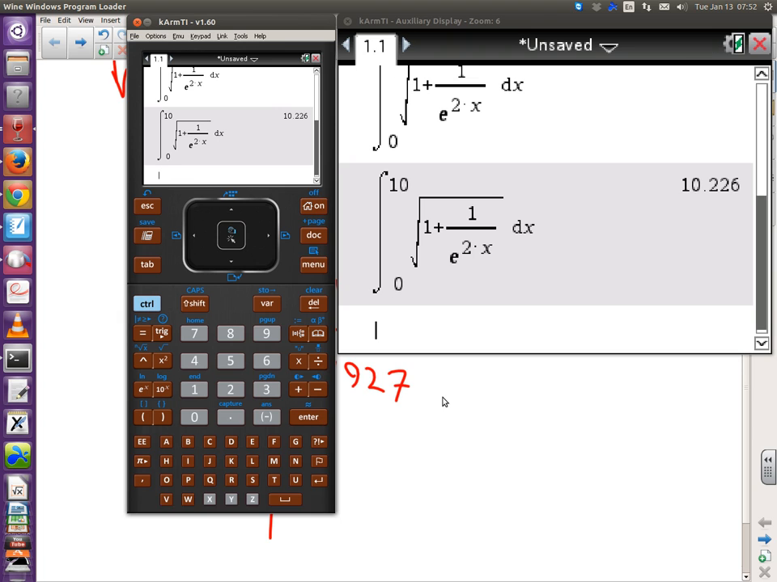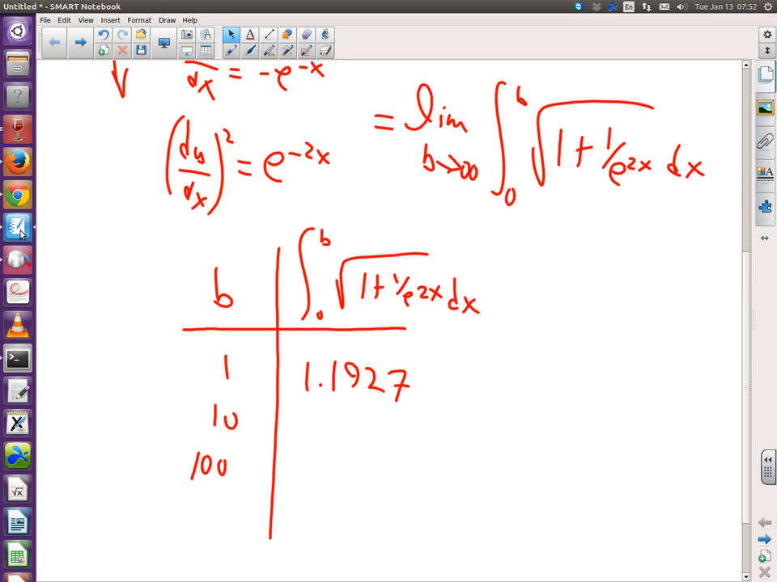And 10.226. All right, so write that down. 10.226. Oh, I think it was, actually. Remember, it's in fix 4. Even if it didn't write the 0, there's a 0 there. All right, let's do it for 100.